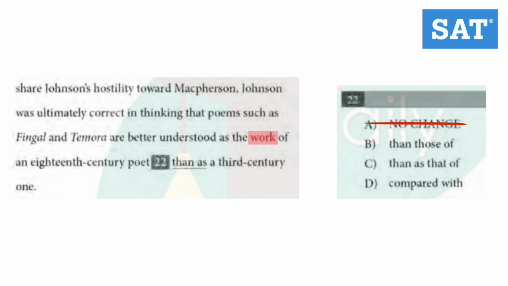The pronoun "one" will always map to the very nearest singular noun, which is "poet." So we would be comparing the work of an 18th century poet to a 3rd century poet, but we need to compare the work to the work. What's the solution? Work is a singular noun, 3rd person singular, so the pronoun is going to be "that." So the answer choice is Fingal and Temora are better understood as the work of the 18th century poet than that of a 3rd century one. The answer choice is C.